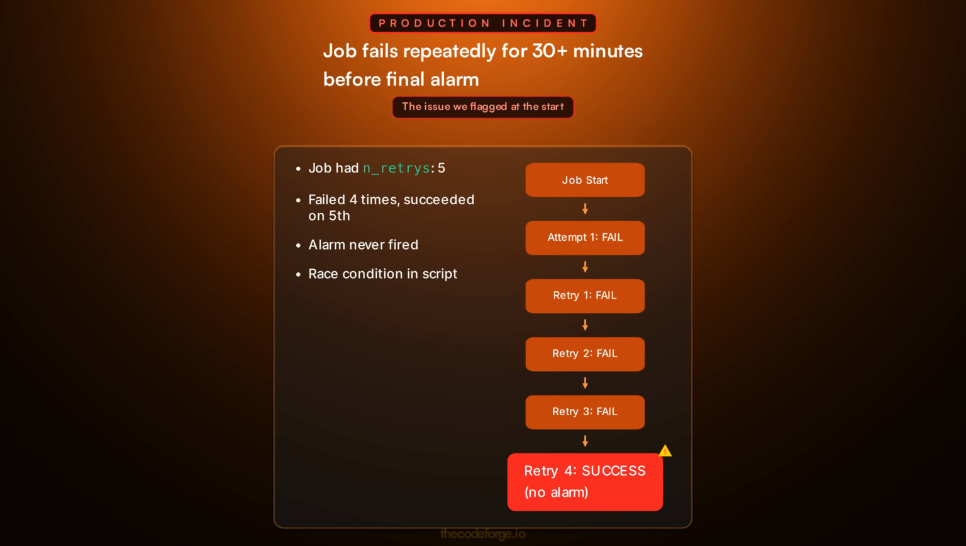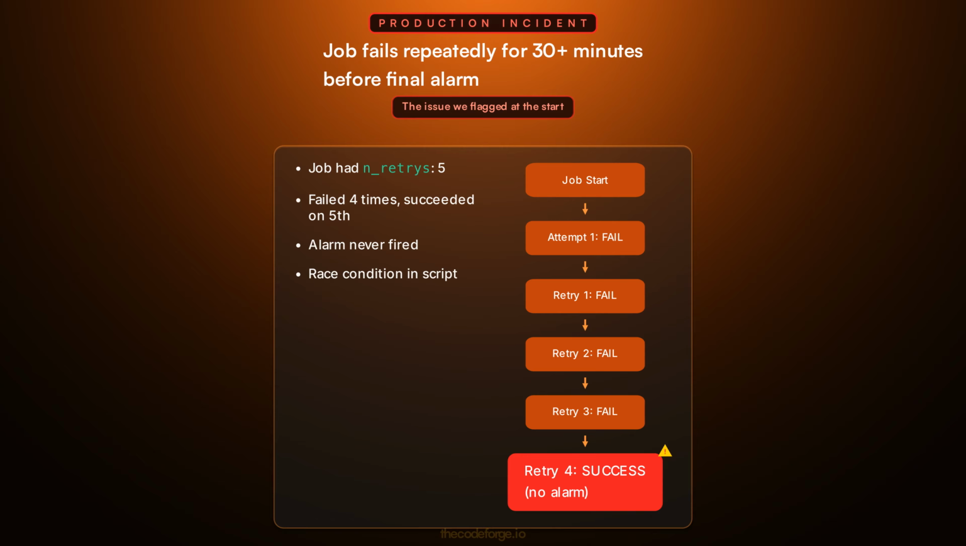Here's exactly why that happened. The job had nretries 5, so it could fail up to 4 times and still succeed on the 5th attempt. The alarm only fires after all retries exhaust. Since the 4th retry always succeeded, the alarm never triggered.